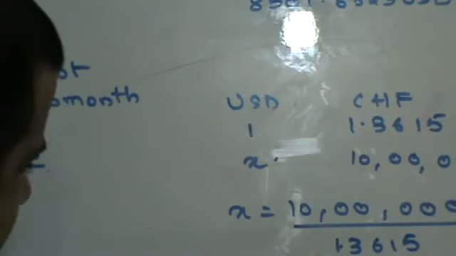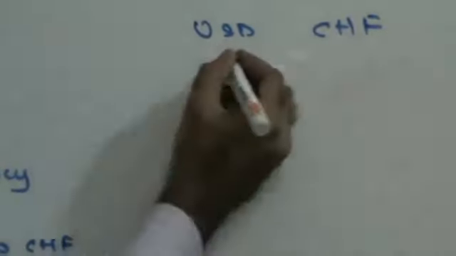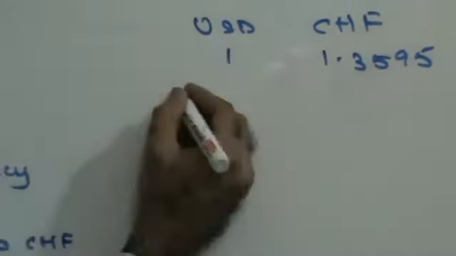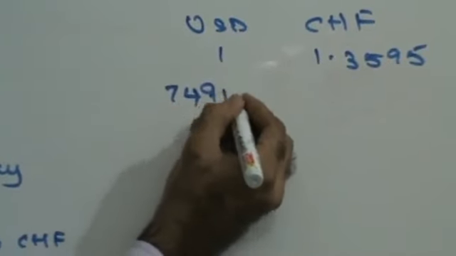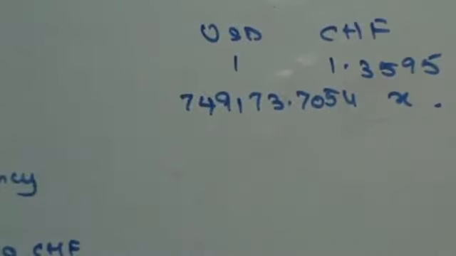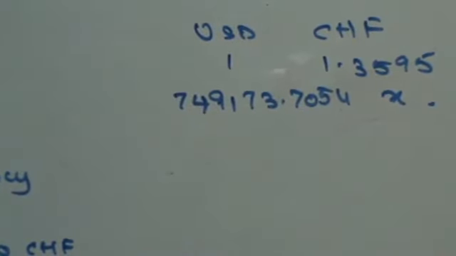Now, again see this. USD, CHF. After 6 months, 1 USD is 1.3595. After 6 months, what currency do you have? You have USD. So right below USD, that is, I had 74.91.73.7054. So how much CHF will I get? Cross multiply. If you are getting confused, use the unitary method. You should be able to do this.